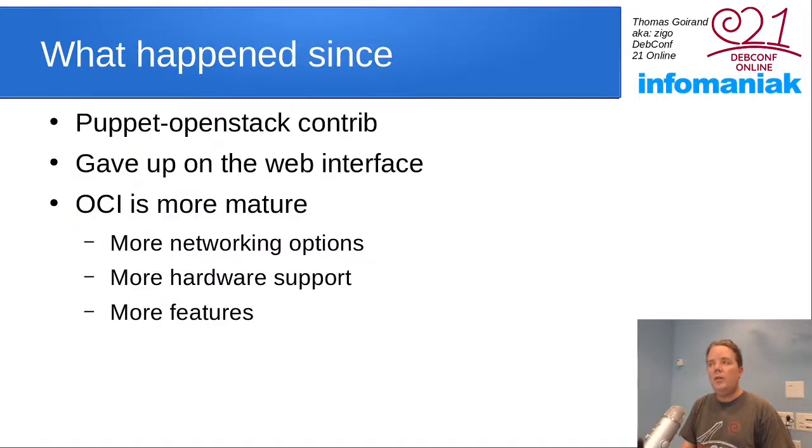So what happened since the last presentation I did in Brazil? Well, kind of a lot. First of all, we did so many Puppet OpenStack upstream contributions so that it would even better support Debian. And we contributed a lot of patches so that it would better handle production. We gave up on the web interface because we've been using the CLI a lot and it didn't feel relevant to continue working on that web interface. OCI is generally more mature. It has more networking options, hardware support, and features. I'm going to go through a few of them.